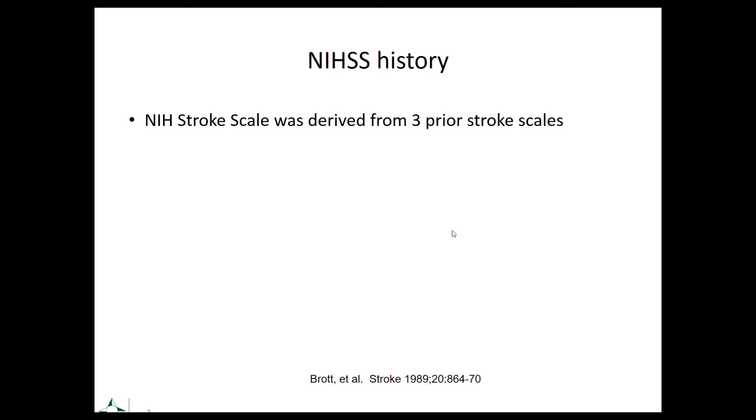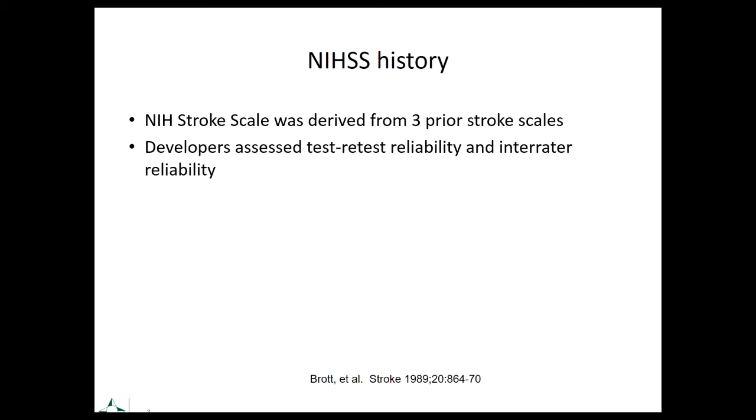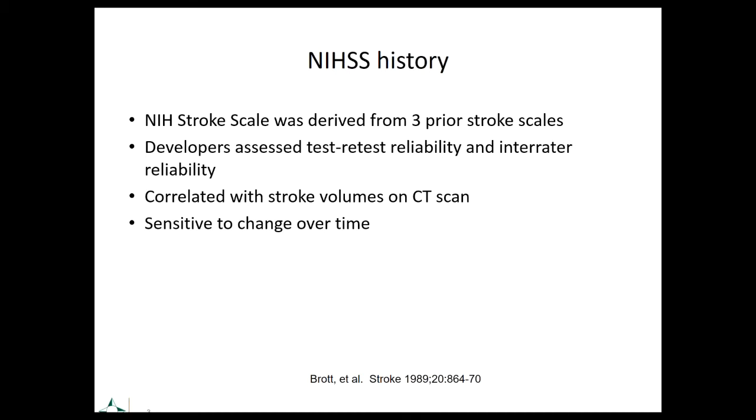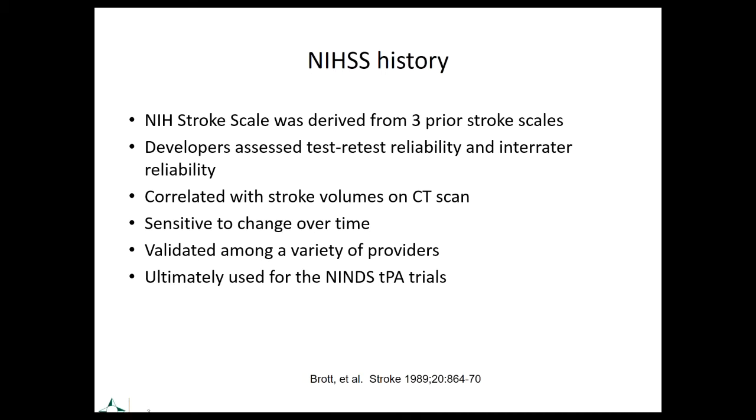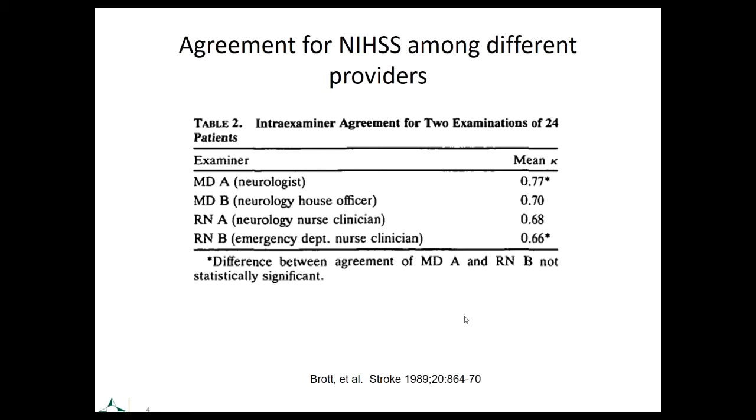So the history of the NIH stroke scale goes back to prior to the NINDS TPA trial, and it was actually derived from 3 different stroke scales. It was a Canadian stroke scale, a British stroke scale, and the Cincinnati stroke scale. And so the developers assessed the test and retest reliability and inter-rater reliability, and they correlated this with stroke volumes on a CT scan. And they found that the new scale that they developed was sensitive to change over time, which was very important because stroke is a dynamic process. And they validated the scale among a variety of providers. And ultimately, this was what was used to measure the stroke severity in the NINDS initial TPA trials.